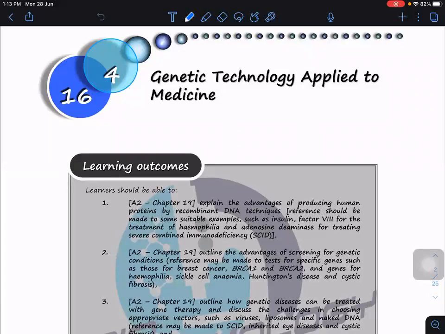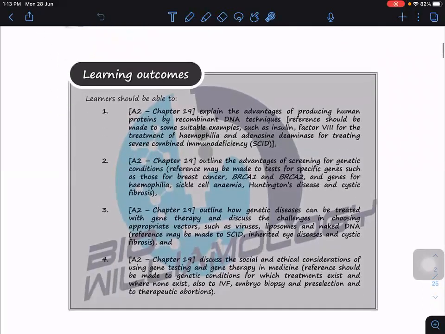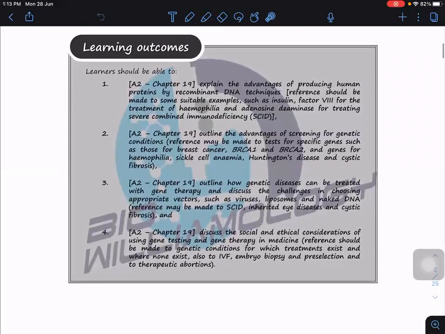Okay, so we're going to start now. Talking about these parts, they are more very factual. We have to explain what are the learning outcomes that we need to learn here. We need to explain the advantage of producing human proteins, and produce a human protein using the recombinant DNA that we have learned.